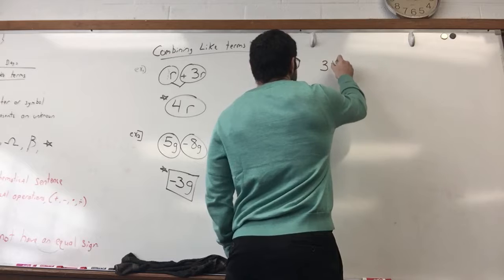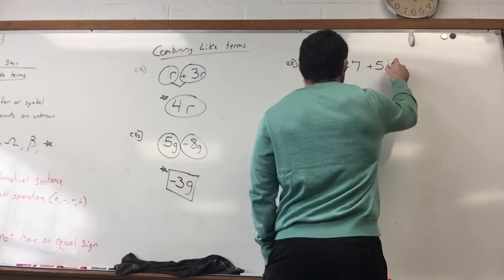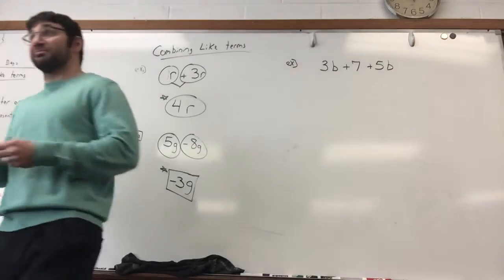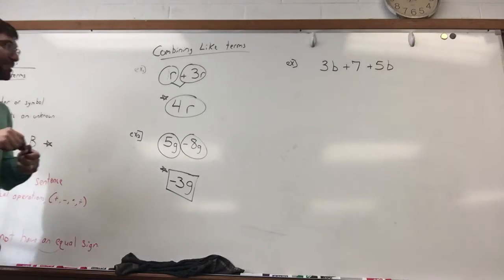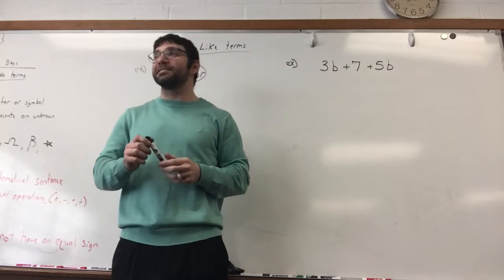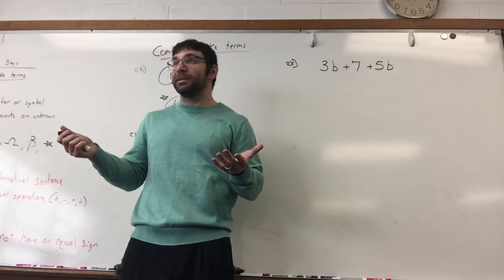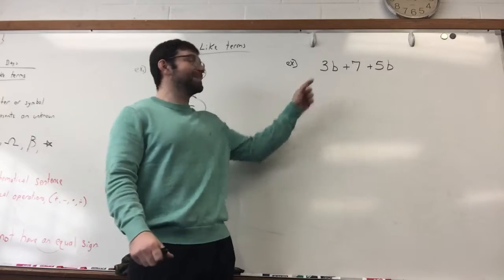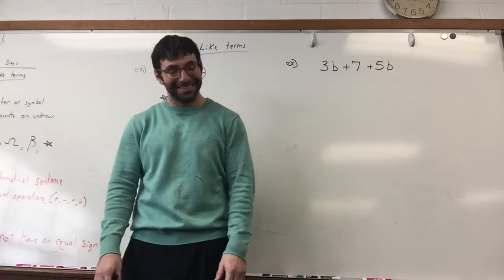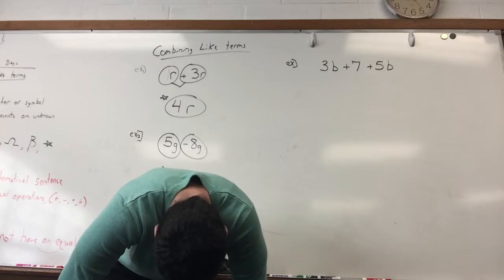So we've got 3b plus 7 plus 5b. Cole, don't let me down. You're the man. Cole, what should we call the b's? Big boys. What are we going to call the b's? Like the insect bees. Oh, like the buzz bee. So we're going to call the bee bees.